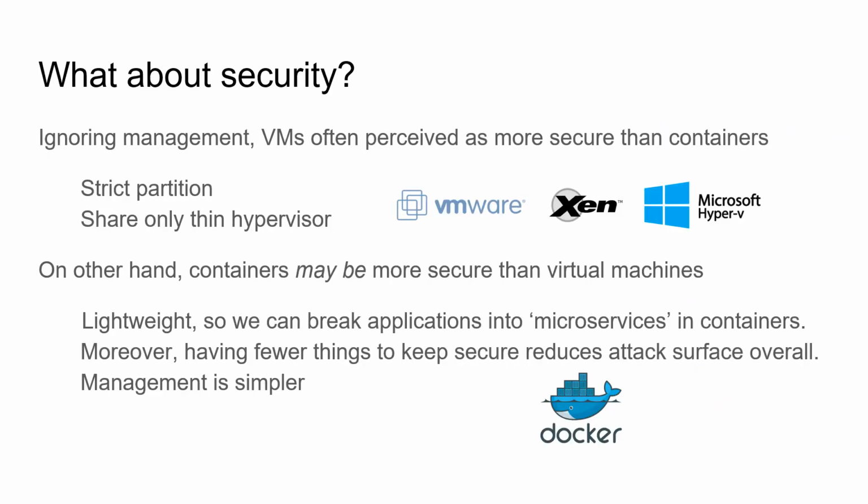So because of this, and if we ignore the issue of management, virtual machines are typically perceived as slightly more secure than containers. Because they have more strict partition, they share a very, very thin hypervisor rather than an enormous blob of monolithic operating system. But on the other hand, you may also argue that containers have some properties that may make them more secure than virtual machines also. They are super lightweight, for instance, and since they're so lightweight, we can actually partition applications into really small services running in separate containers, which provides more isolation inside the application.